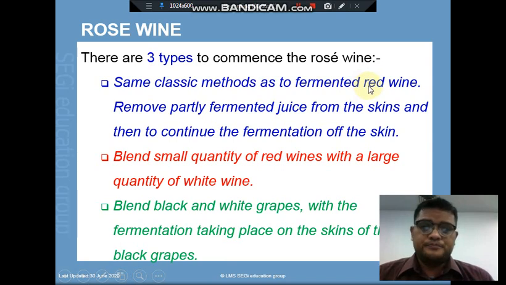And the classic method, the old way of doing it, is they will ferment the normal red wine, however they will remove the skin from the red grapes. Remember, red wines are black grapes with skin fermentation, but the classic method of producing rose wine is to ferment the black grape juice with skin off, meaning without skin. That is also known as rose wine.